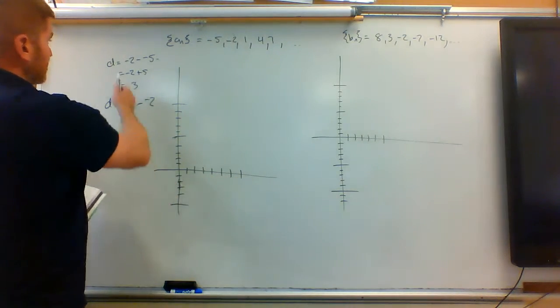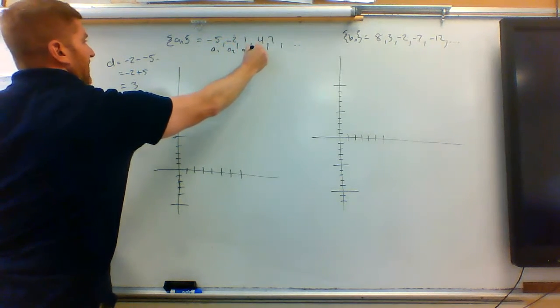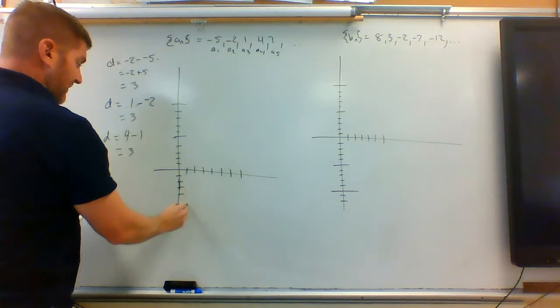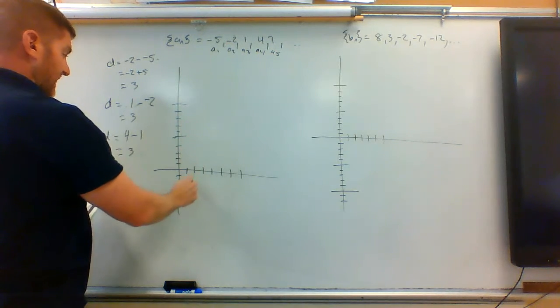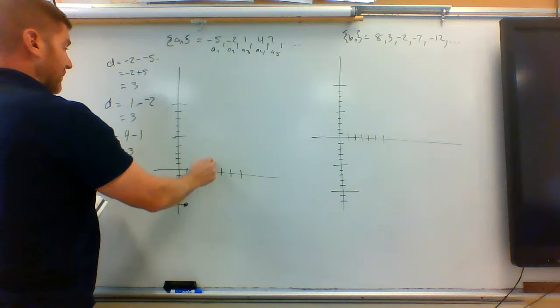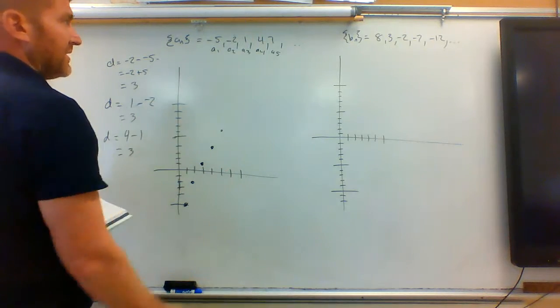Our domain is your term number. So this would be A1, A2, A3, A4, and A5. So your first term is -5. Your second term is -2. Your third term is going to be 1. Your fourth term is 4, and your fifth term is 7, and it keeps going.